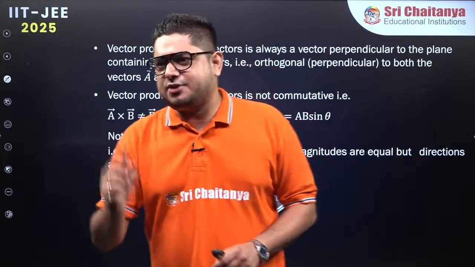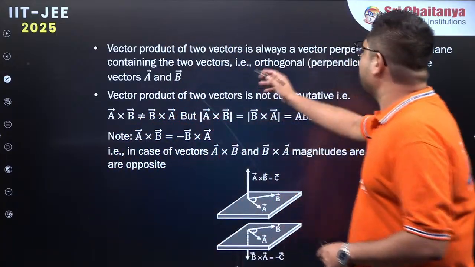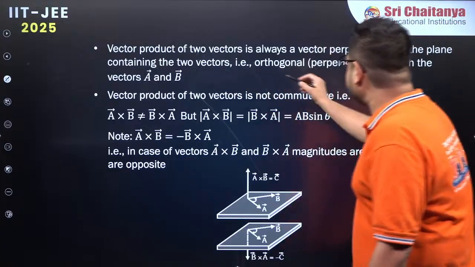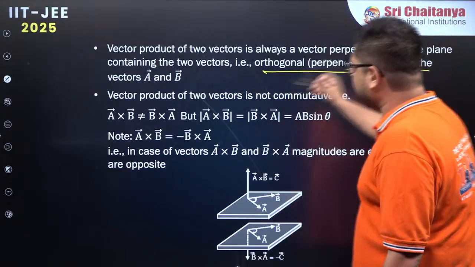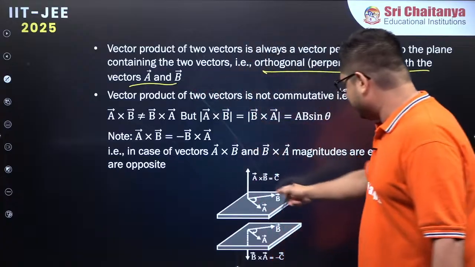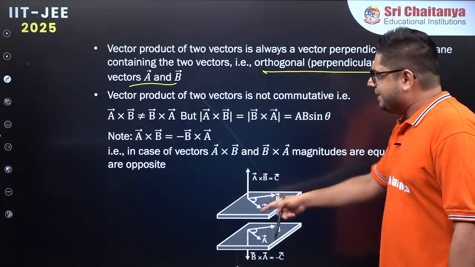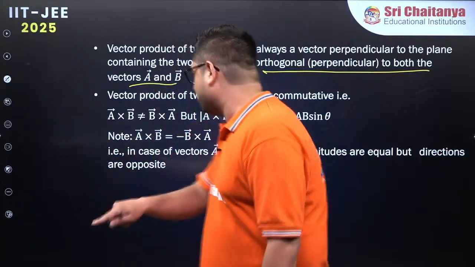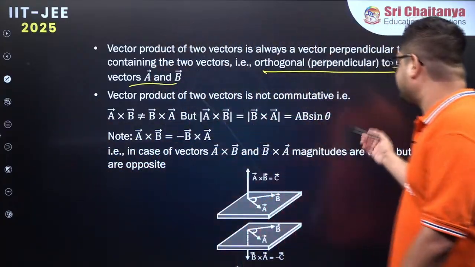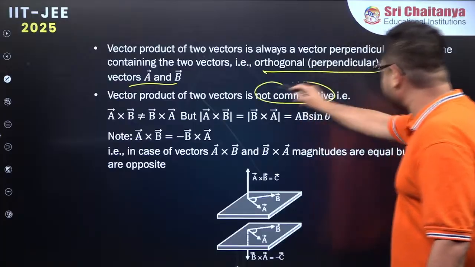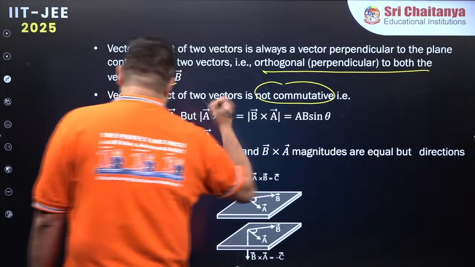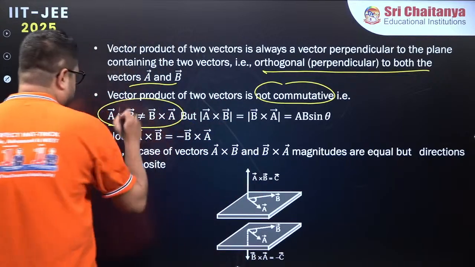Okay, so what they are trying to say is vector product of two vectors is always a vector perpendicular to the plane containing the two vectors, that is orthogonal, perpendicular to both the vectors A and B, isn't it? So you can see that C is perpendicular to both A and B, so that's what they are trying to say, that it is orthogonal in nature. Okay, vector product of two vectors is non-commutative. This is what I was trying to say. A cross B is never, never, ever going to be equivalent to B cross A.